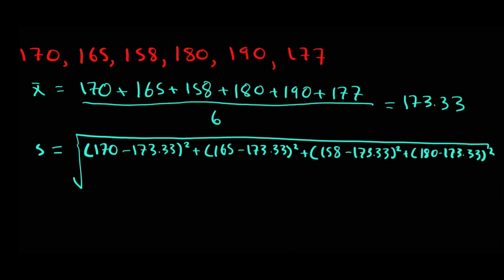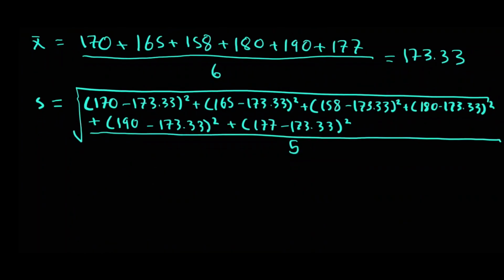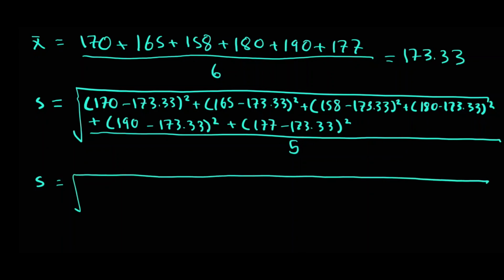And I'm going to run out of room here, so it's going to look a bit messy, but next we add 190 minus the mean, squared, and then plus 177 minus 173.33 squared. And then we divide that all by n minus 1, so that's just 6 minus 1, which is 5. And once again, we could work it out from here, but I'm just going to simplify it a little bit first.